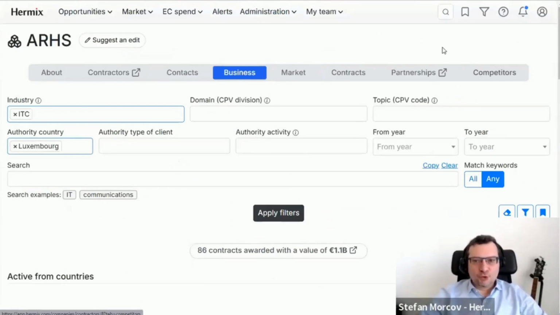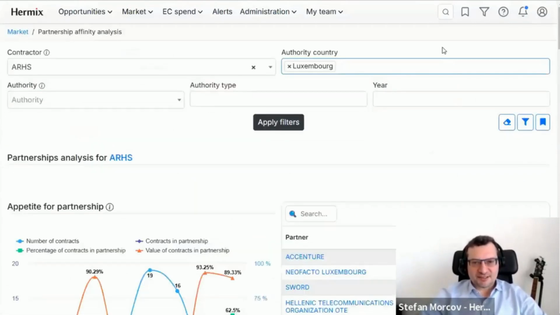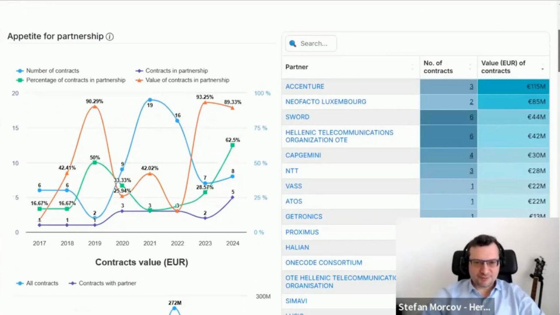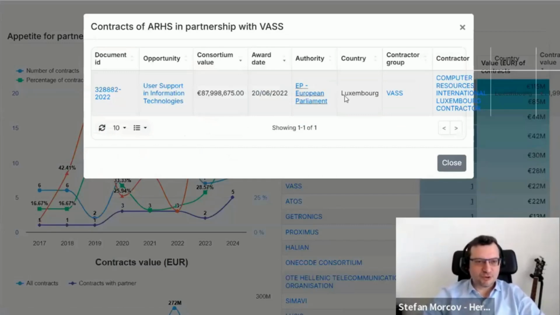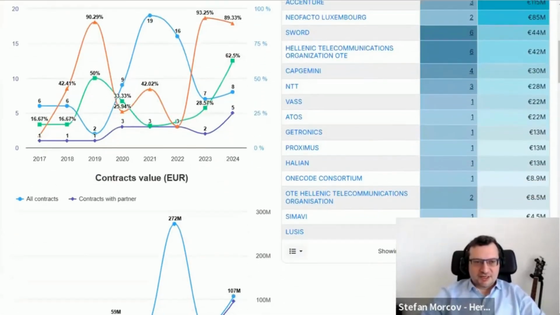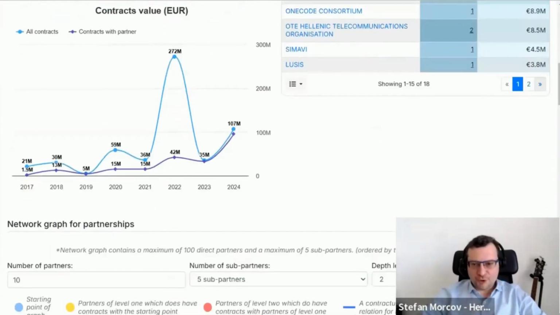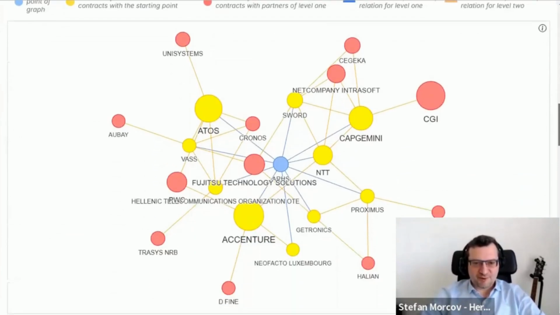Also, you can go to analyze the partnerships of Aris, for instance. This is also filtered by Luxembourg. So you see they have 3 contracts with Accenture, one click. This is the list of the 3 contracts. 1 contract with VAS, one click. That's the 1 contract for the Parliament. So this is the history of partnerships for 9 years of cleaned up data all over Europe. The network graph of partnerships and the partnerships between the partners.